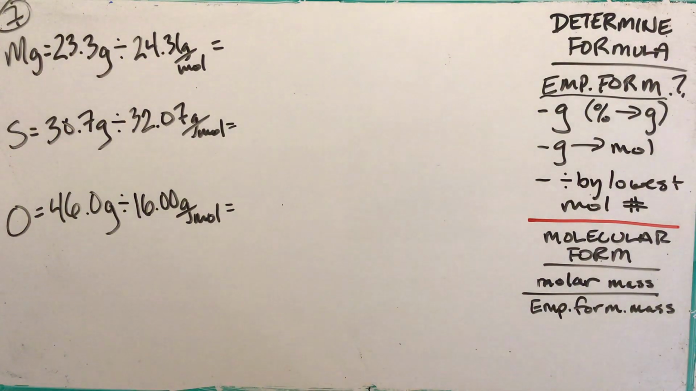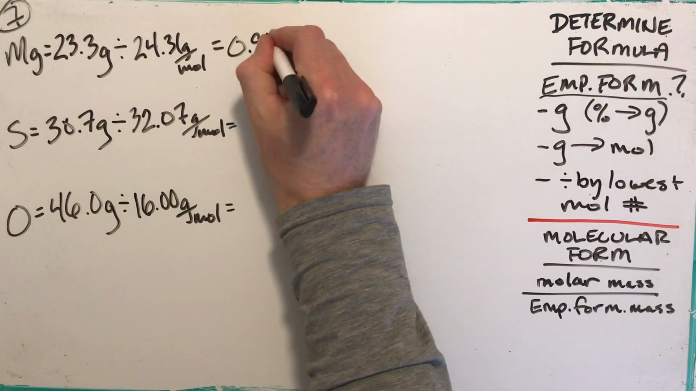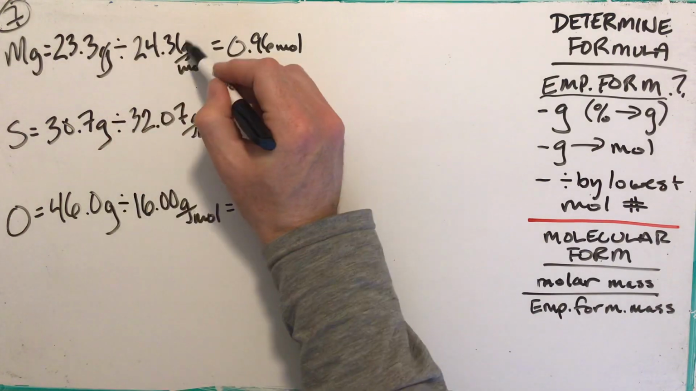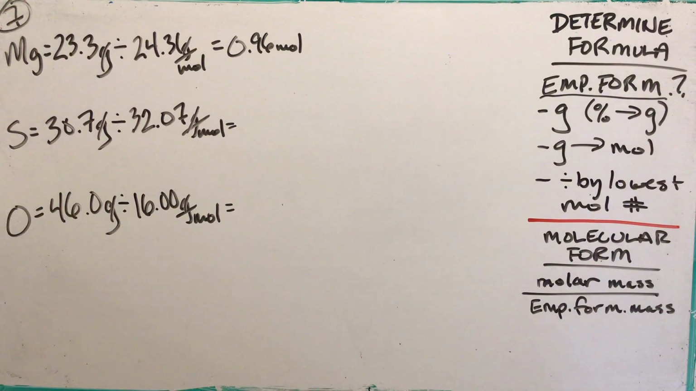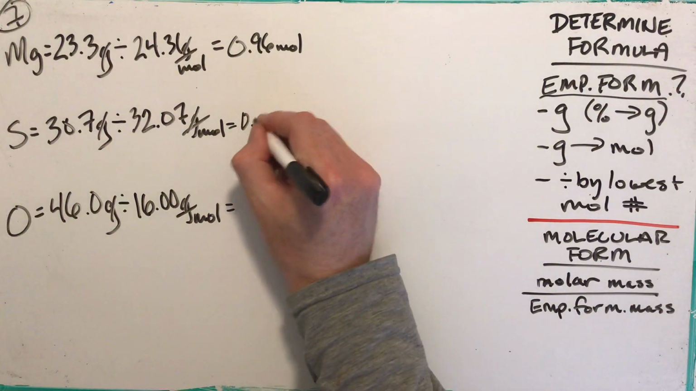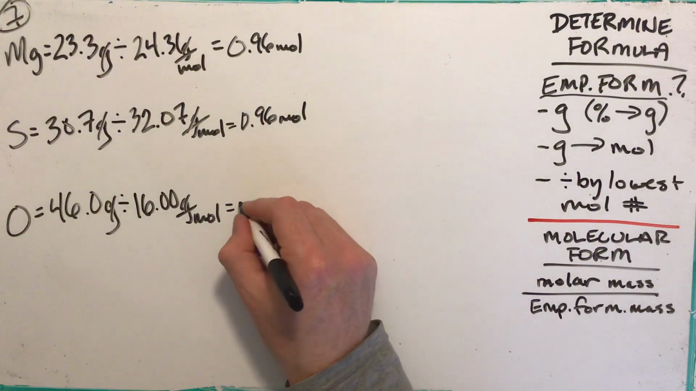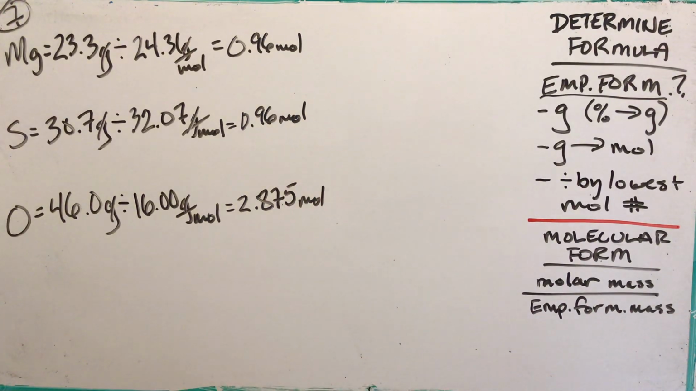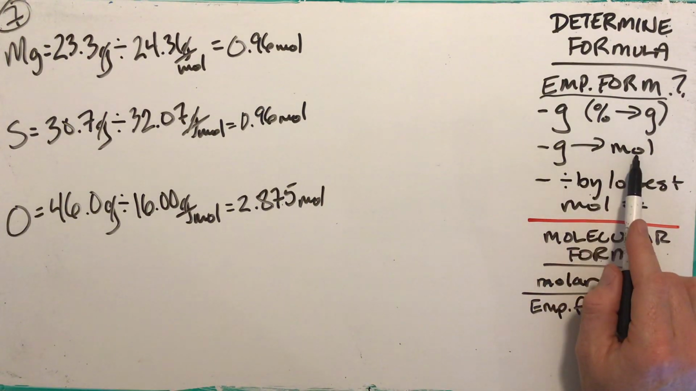And then we divide those numbers out. So when we divide this, it becomes 0.96 moles, right? Because grams divided by grams is going to cancel. Grams divided by grams, no grams. All I'm left with is moles. This one also 0.96 moles. And this one is 2.875 moles. All right. So we changed each element using its own molar mass into moles.